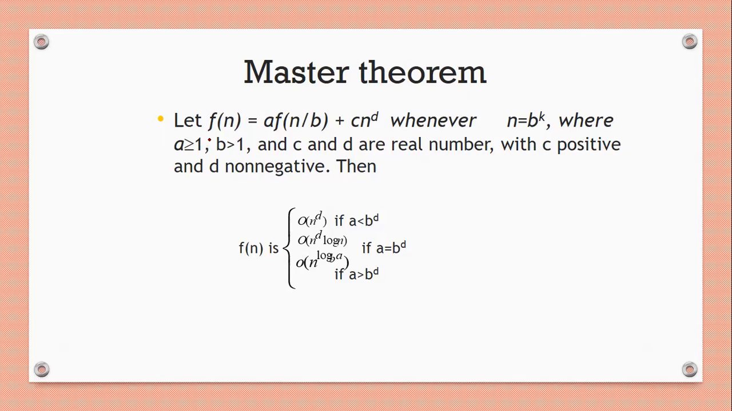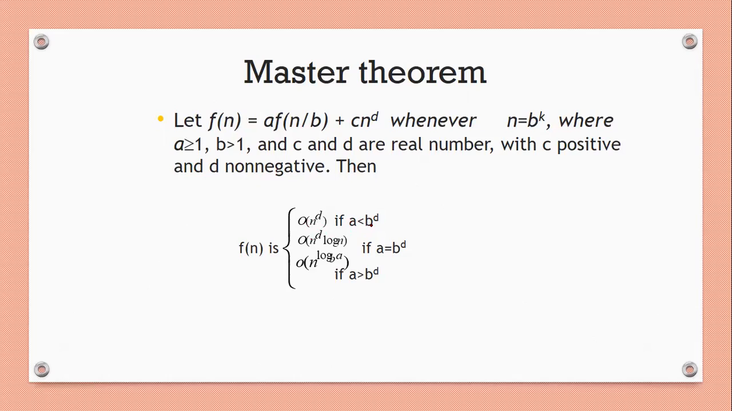So what are the cases? In the master theorem, a should always be greater than or equal to 1, b greater than 1, and c and d are both real numbers, where c should be positive and d should be non-negative. Non-negative means d can be 0. Each time we have to check these conditions and give our time complexity.